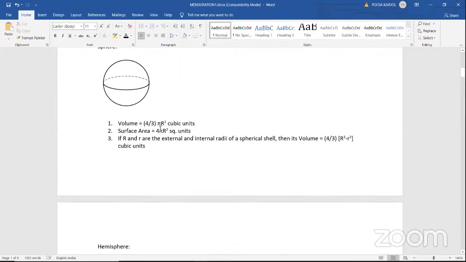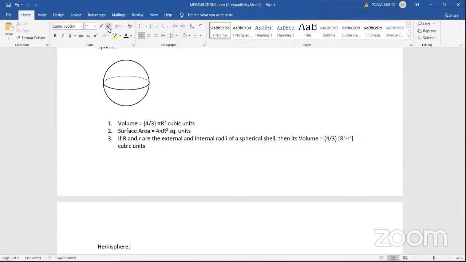See, suppose they have said that there is a spherical shell, okay, which is hollow inside. Hollow means there is no volume inside. Okay, like a tin can, a ball, a plastic ball. It has an outer surface, but the inner part is empty. So in that case, if R and r are the external and internal radii, that means the coating for a sphere will have some width, no? So that outer part is called R.